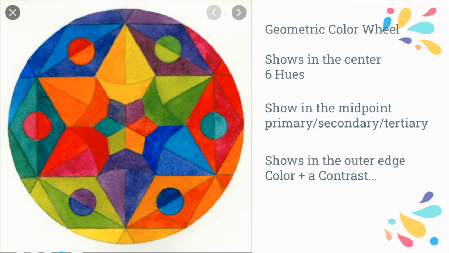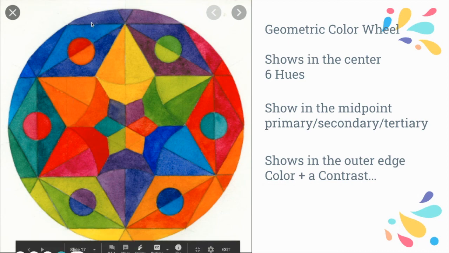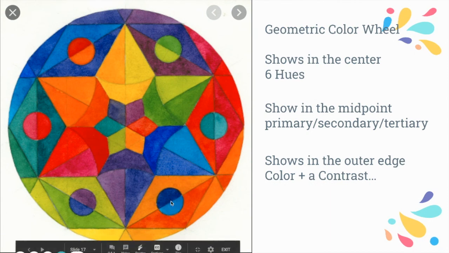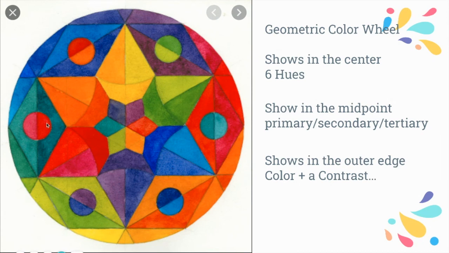Here's another geometric color wheel design. It shows in the center 6 hues, and then in this midpoint here, it shows primary, secondary, and tertiary. So we have the primaries red, yellow, and blue in that triangular formation. And in the other triangular formation, we have the secondary colors orange, green, and violet. And the outer edge shows a cross complementary contrast. So red and green, blue and orange going across the color wheel. So we have some orange and blue across from orange and blue, red and green across from red and green. So this is another example of a geometric color wheel.